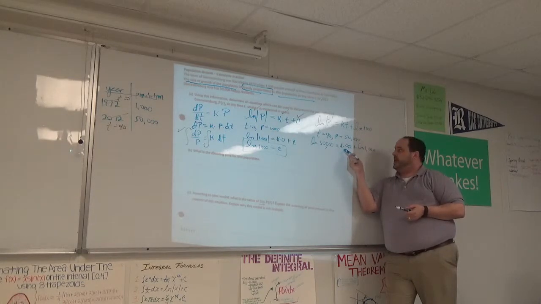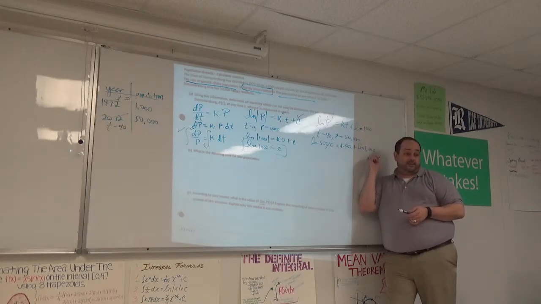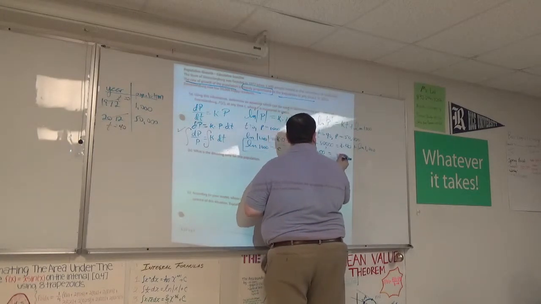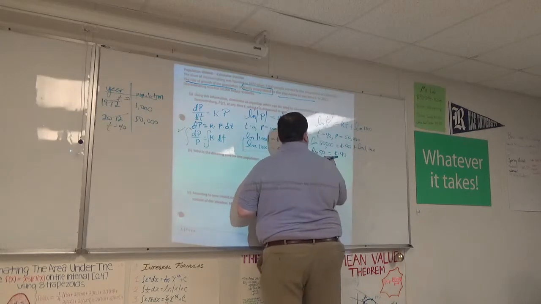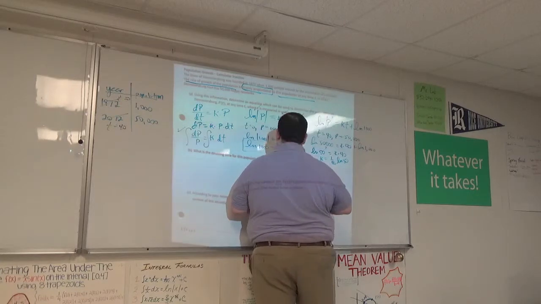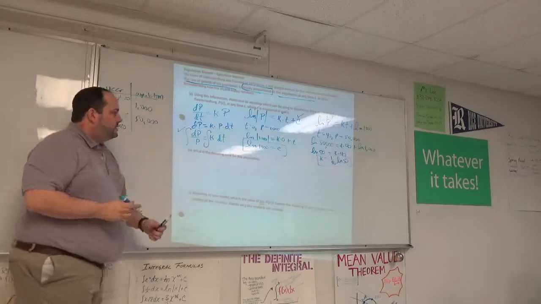If I want to solve for k, I'm going to subtract the natural log of 1,000 over to the other side. Natural log of 50,000 minus the natural log of 1,000. A natural log minus a natural log is the same thing as the natural log of their quotient, 50,000 divided by 1,000. So I get natural log 50 equals k times 40, so k is 1 over 40 times the natural log of 50. Great.